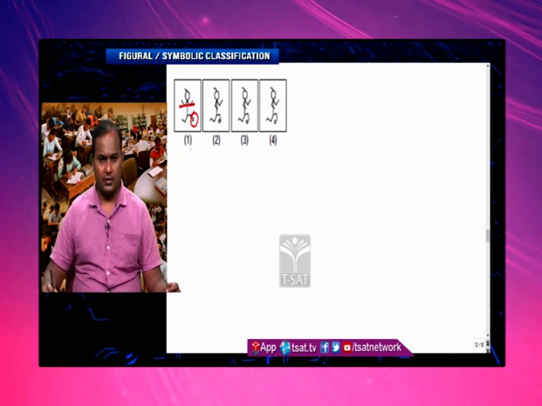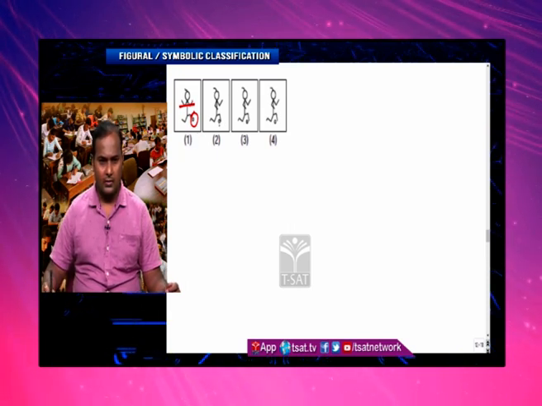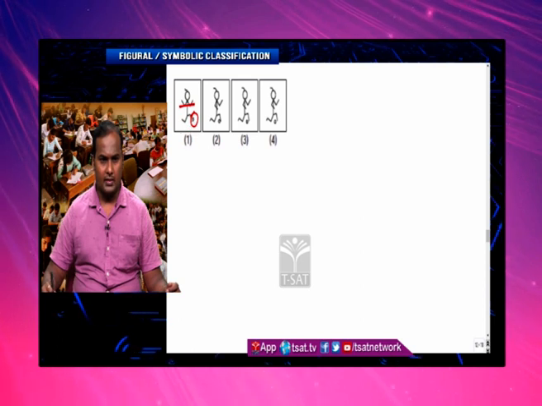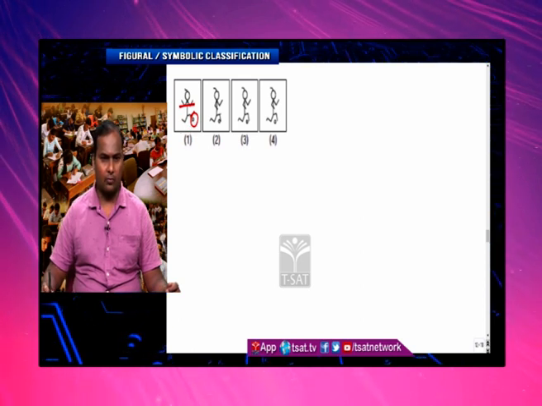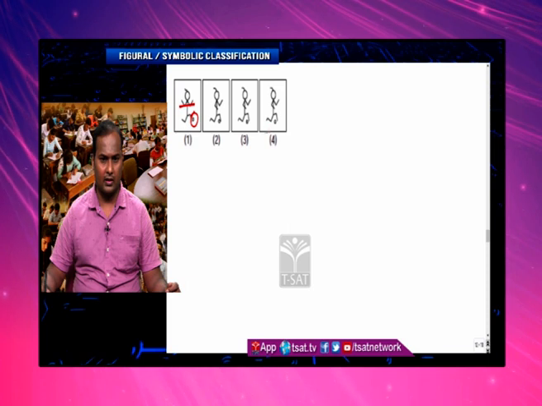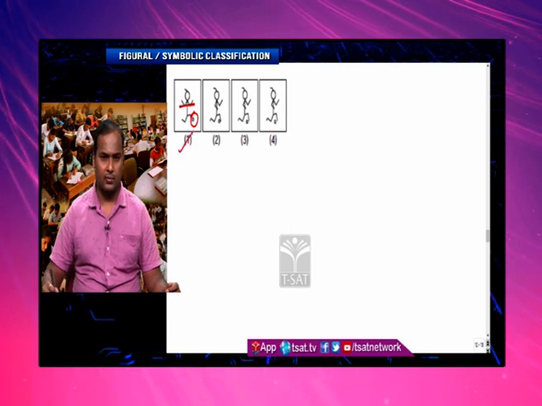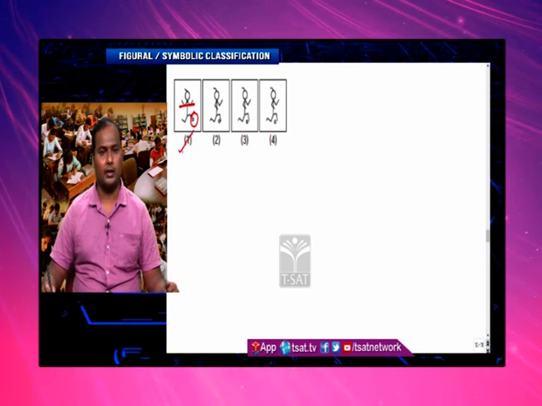In figure 1, the ball is in front of the leg. In case of figure 2, the ball is before the leg. Here also before the leg, here also before the leg. So your answer is option 1. Directly I can get the answer.